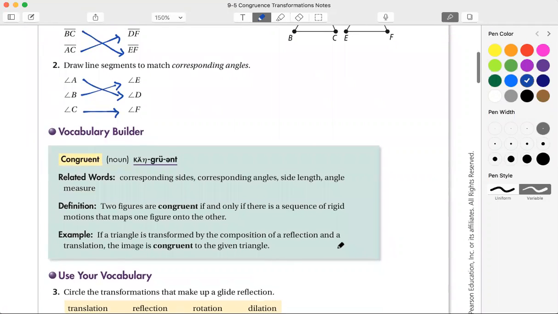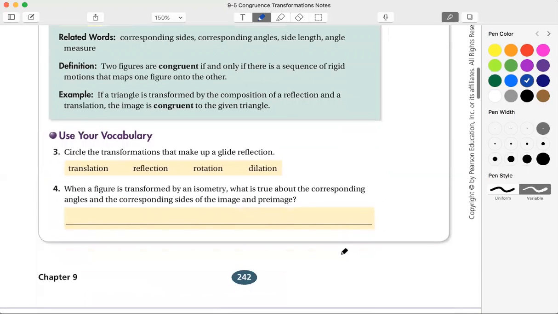Two figures are congruent if and only if there is a sequence of rigid motions that maps one figure onto the other. So if a triangle is transformed by the composition of a reflection and a translation, the image is congruent to the given triangle. Circle the transformations that make up a glide reflection. That would be a translation and a reflection.